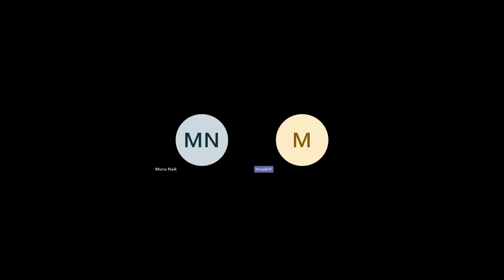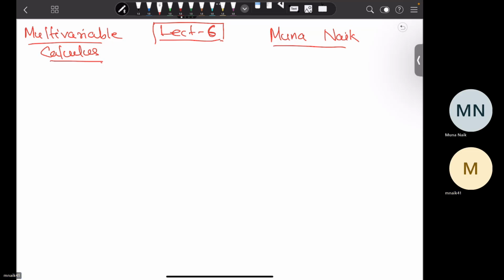Lecture 6 on multivariable calculus. So welcome back to lecture 6 on multivariable calculus. Recall in the previous lectures, we have extended the notion of differentiability for functions from Rn to Rm. And in the previous lecture, we gave some examples of functions from Rn to Rm, and we calculated their derivatives. Let us proceed and move forward.